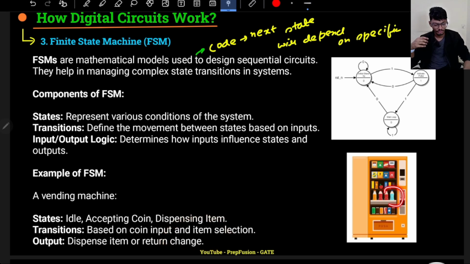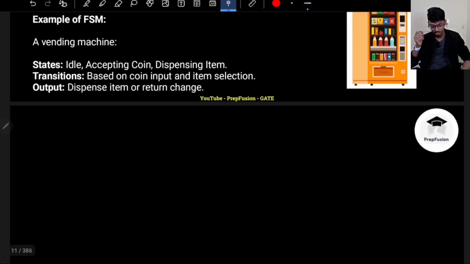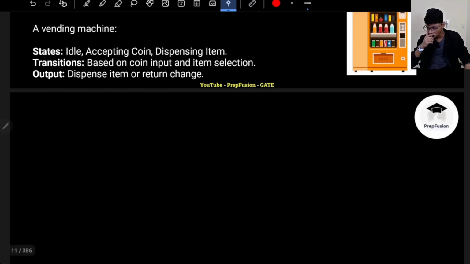Because let's say I want this milk. Milk is 10 rupees. I have given it 20 rupees. So the vending machine is smart. It will give out the milk and it will give out the change as well, because I have given it an extra 10 rupees. So it will give out the change of 10 rupees as well as the milk carton, okay? So these are the few states, okay?